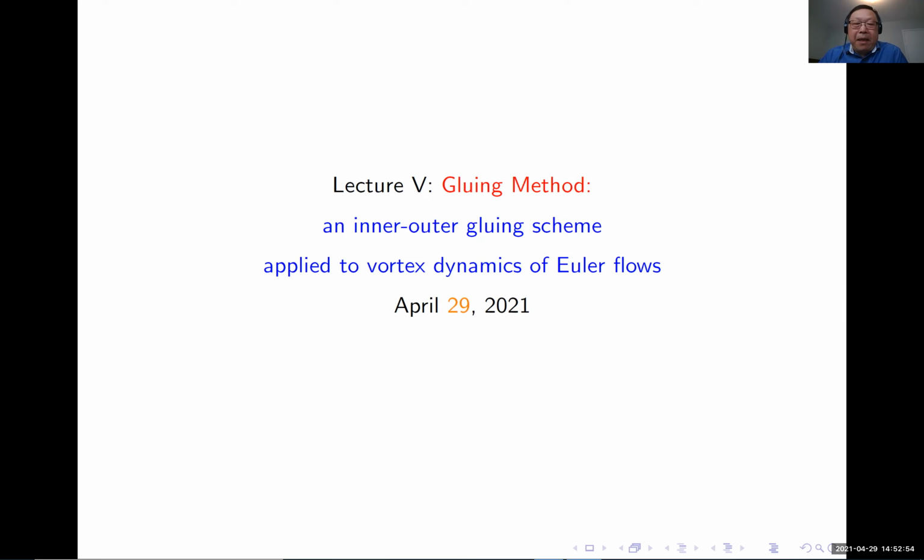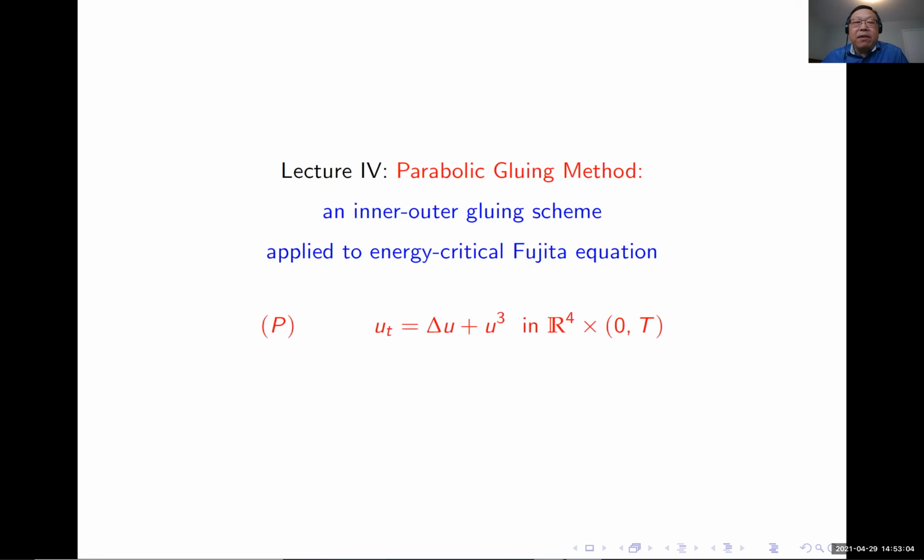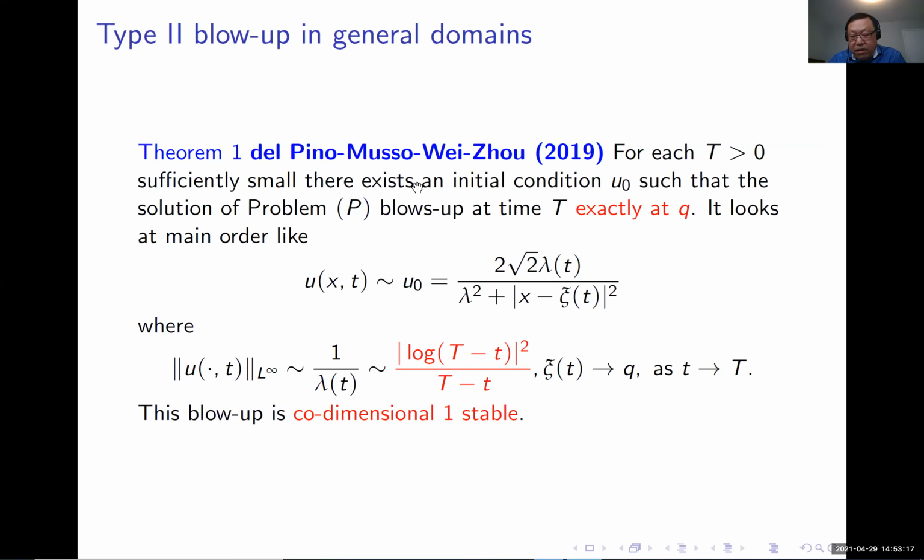I will talk about the last lecture, which is the inner-outer gluing scheme to vortex dynamics of Euler flow. But let me first finish what we left, the parabolic inner-outer gluing for the energy critical Fujita equation. The result I want to prove is for this energy critical problem in dimension four: we want to construct a solution. We fix a small time and fix the position, and we want to construct a solution that blows up at the position, and the blow-up rate is like log square over t minus two.